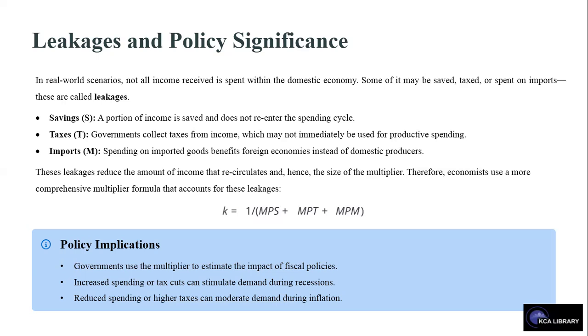Government uses the multiplier to estimate the impact of fiscal policy, and increased spending or tax cuts can stimulate demand during recession. And lastly, reduced spending or high taxes can moderate demand during inflation.